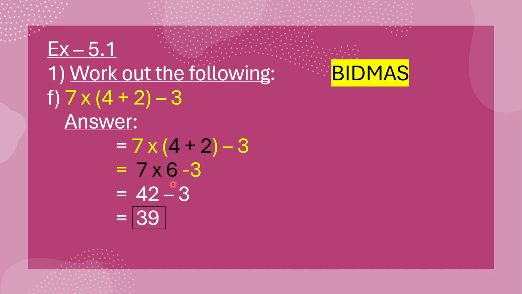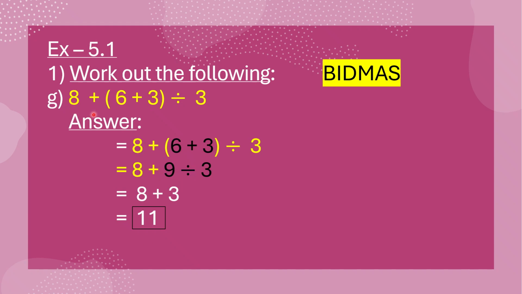7 into 6 minus 3. So after the brackets, what is the operation we have? That is multiplication. So multiplication we have to do next. 7 into 6 is 42. So 42 minus 3 is equal to 39.